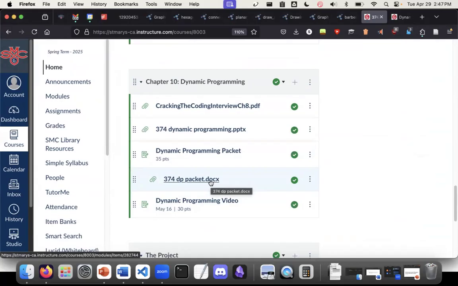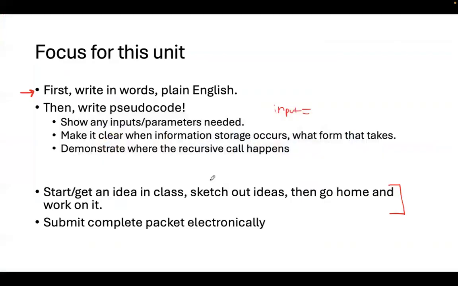So we start on it in class. You've got the paper copy to jot any notes down and get started. And then you go home and refine it. And ultimately, you'll submit the typed copy whenever we're done with the unit. That sound good? Okay.